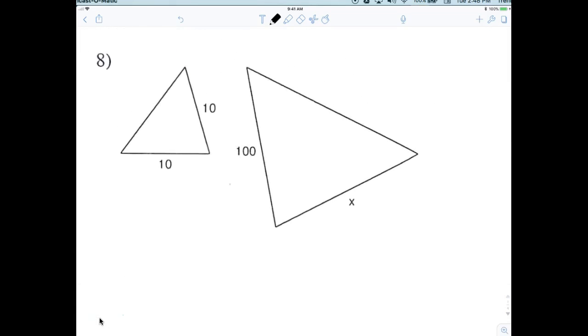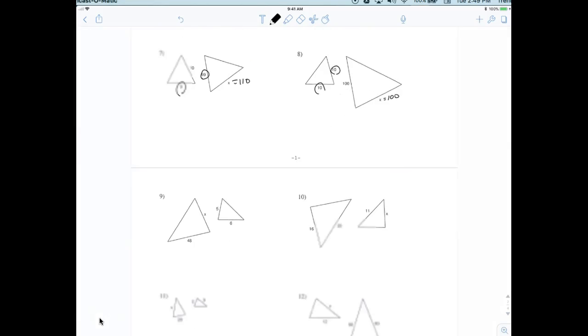Now look at number 8. I think this is an interesting problem. How do I know what x is automatically? I think it's 100. Well, I know it's 100 because there are 2 10s and a 100. These two 10s are the same. So that means those sides have to be the same, which forces this to be the same, which is 100. All right, now I'm going to change things up a little bit here.